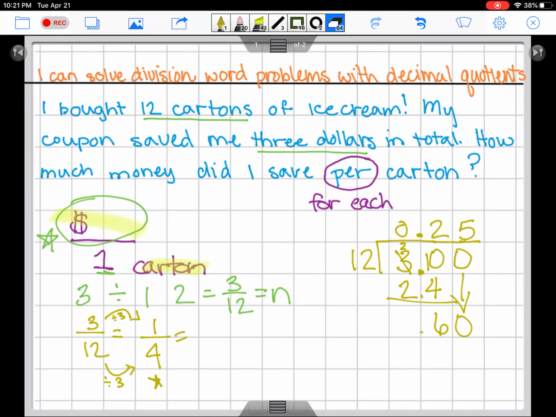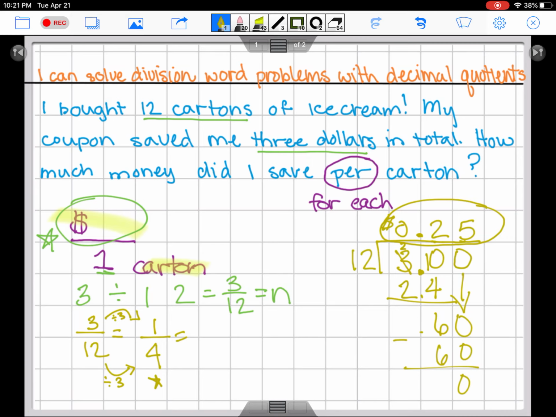The other one is if you knew like 12 times 4 is going to be 48. Well, 48 is pretty close to 60. It's actually just 1 away. 48 plus 12 is 60. So lots of different ways to think of that. Either way that you decide to do it, you're good to go. 5 times 12 is 60. Subtract, and we've got nothing left.